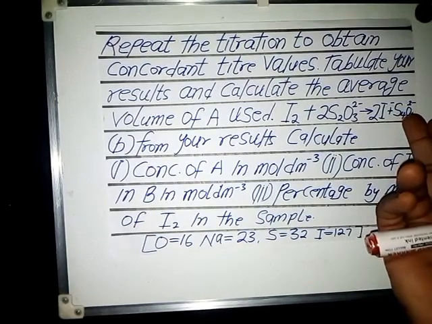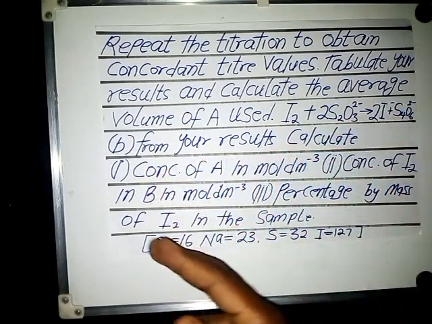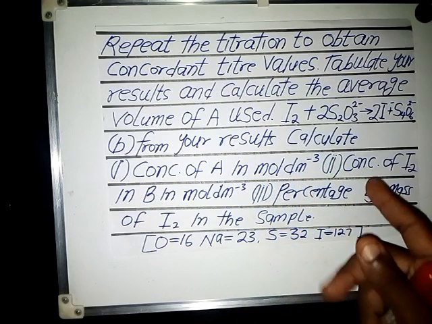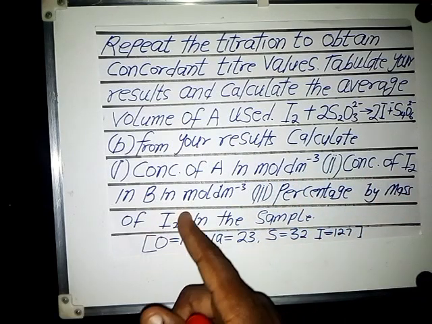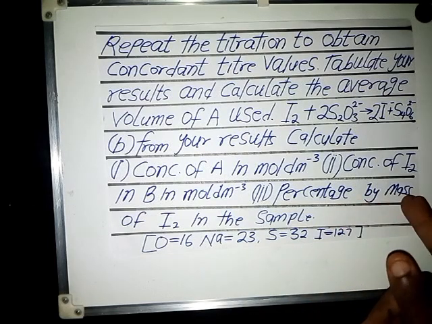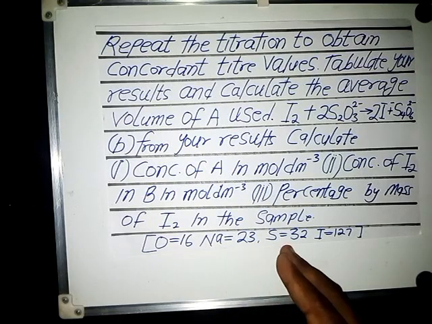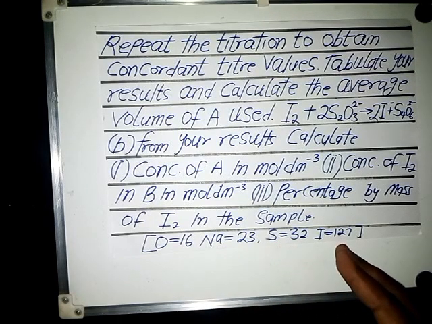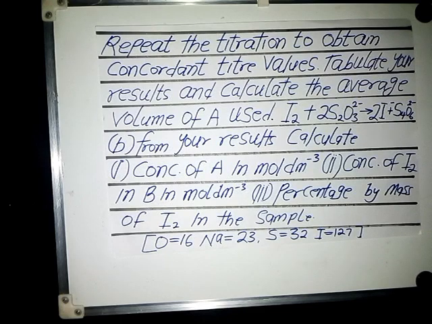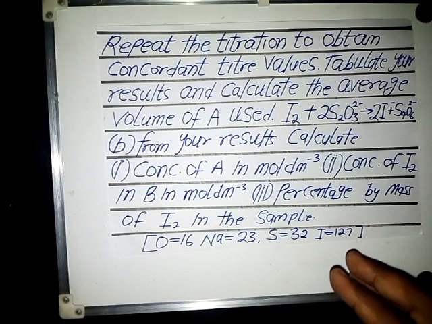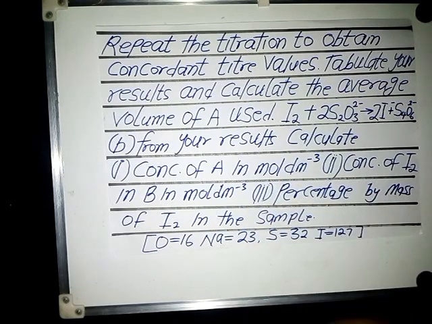This is the equation for the reaction. Then from your results, calculate the concentration of A in mole per dm cube, the concentration of iodine in B in mole per dm cube, then the percentage by mass of iodine in the sample. The atomic masses of oxygen, sodium, sulfur, and iodine are given. After the calculation, I will also answer some follow-up questions. So you can always go back to the first page to see the questions again.